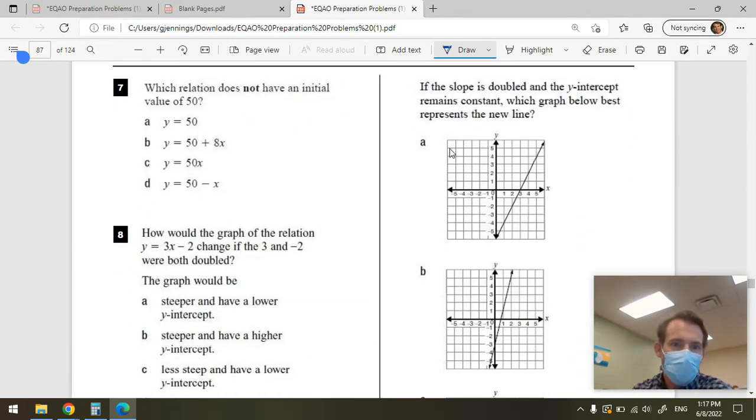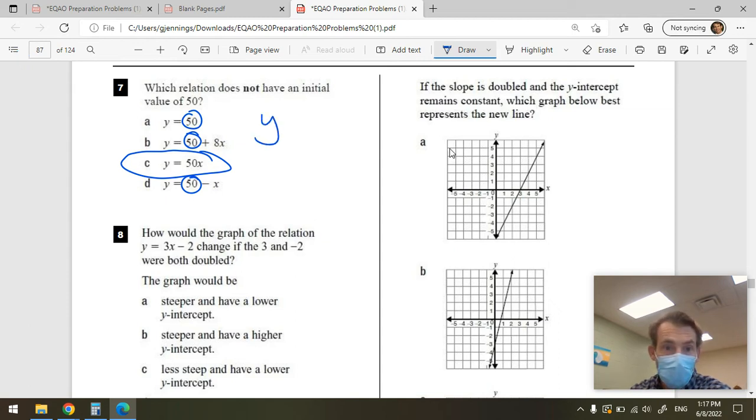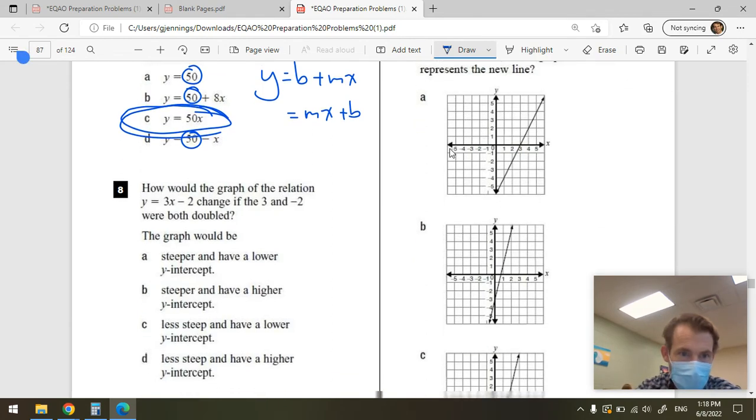Which relation does not have an initial value of 50? This one. This one has an initial value of 50, all of them. All of those have a b of 50. If I write y is equal to b plus mx, that's the same thing as saying mx plus b. I can move them around. I can flip their positions, no problem. But anyway, this one has no b, c. So that's why that one is c.